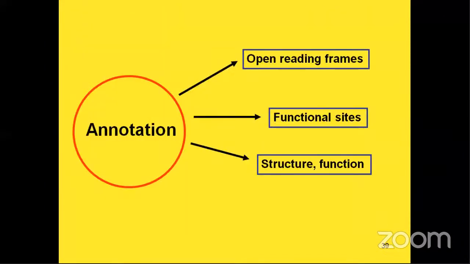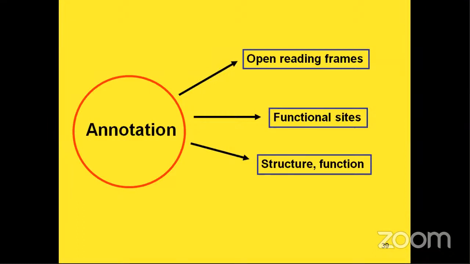Now the next one, another basic aspect of bioinformatics, is annotation. Annotation means what information can be derived from the primary sequence data. The information can be the open reading frame, the functional sites, the structure and function. Let us take an example. You have the genomic sequence. From the genomic sequence, you can use the codon table to identify the open reading frames.